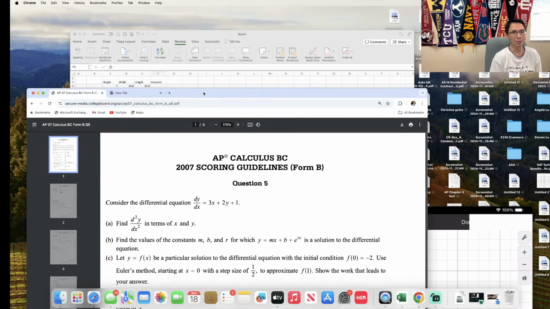So now let's look at the question. It says let f of x be a particular solution of the differential equation with initial condition f(0) = -2. So that's the initial condition. Now we have a dy/dx, a slope equation, right? And then they say start with x equal to 0 at a step size of 1/2 to approximate f of 1.